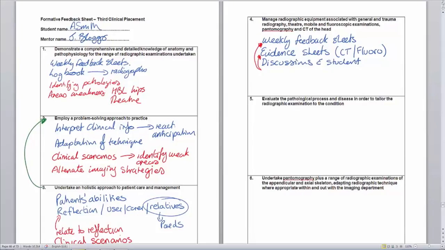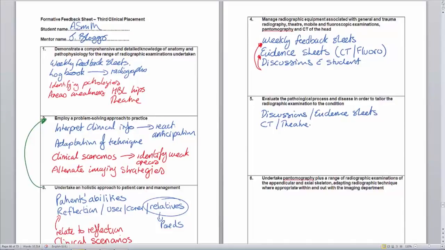Okay, with number 5, what you're going to be thinking about really is using discussions and also the evidence sheets. So this is a combination of the two really. So you might want to be discussing things like pathological processes, why patients present in a certain way, what they would have to do to change their technique. Remember to make this quite broad as well. Don't just focus on projection radiography. Think about CT, theatre, anything that is a little bit more advanced.